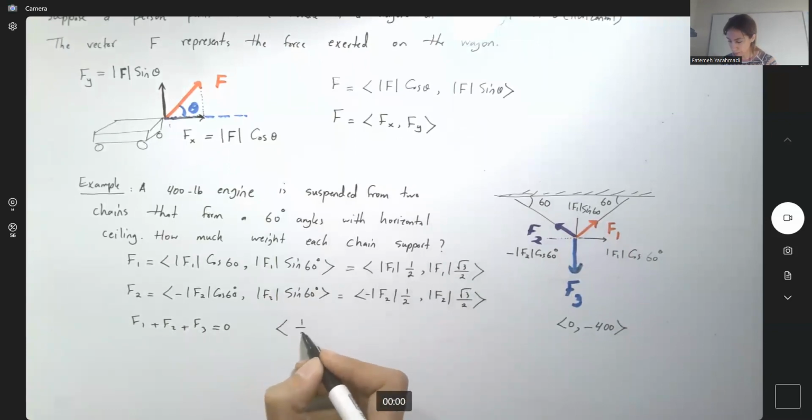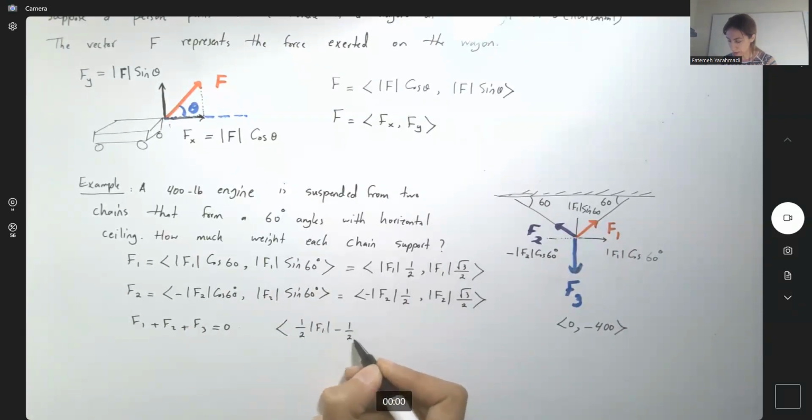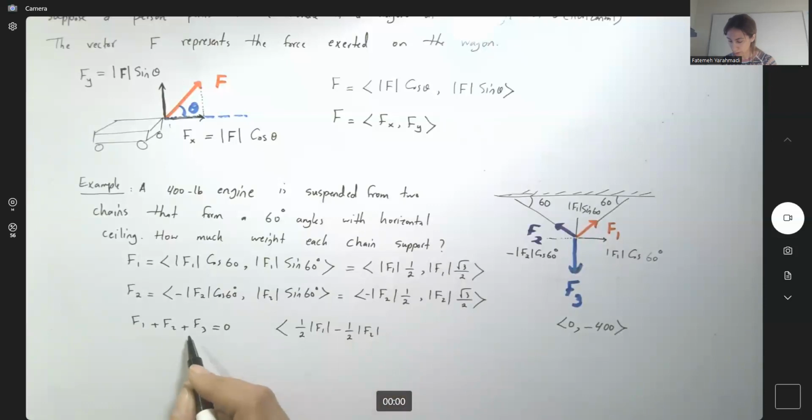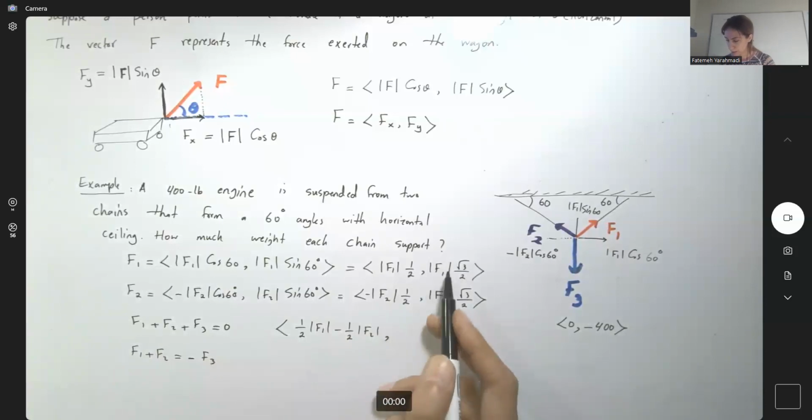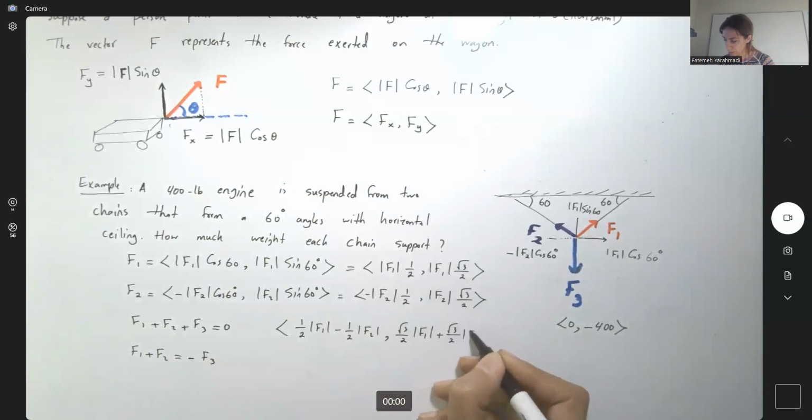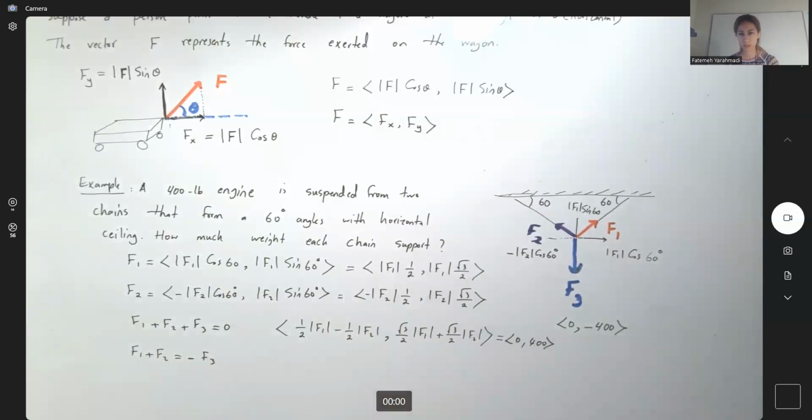So here you have a half magnitude F1 minus a half magnitude F2 plus F3, or F1 plus F2 is negative F3. And here you have square root of 3 divided by 2 F1 plus the square root of 3 divided by 2 F2 is equal to, now you multiply this by negative sign, 400. So system of equations from algebra says that I have magnitude F1 minus a half magnitude F2 equal to 0. It means that magnitude of F1 is equal to magnitude of F2.